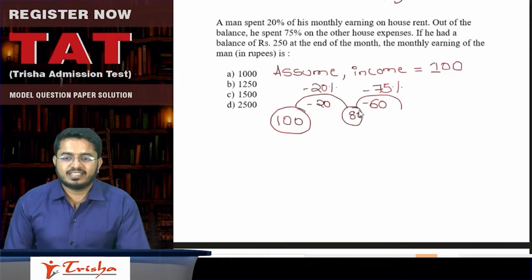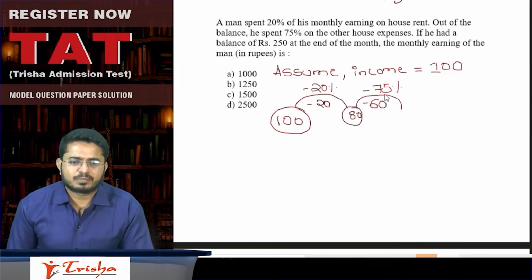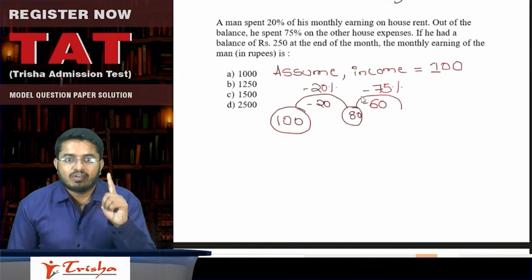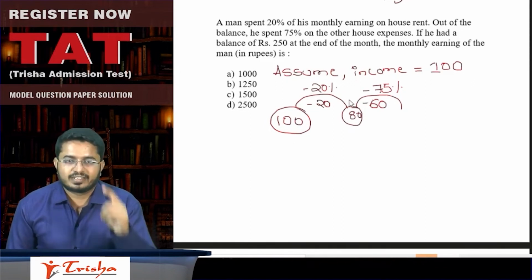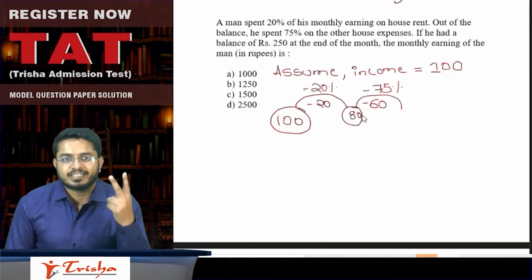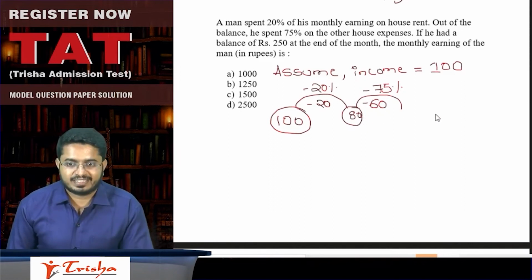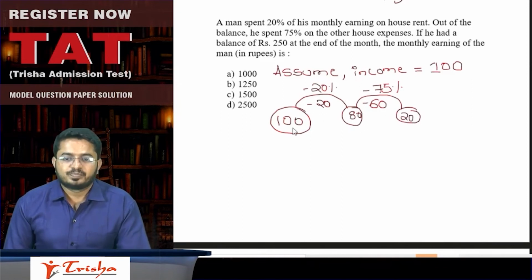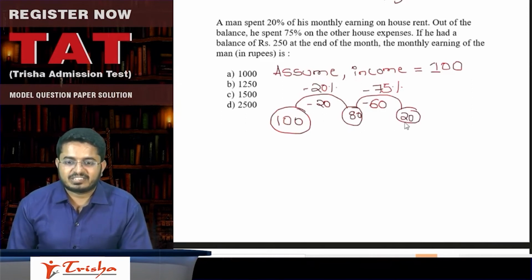Let me repeat once again. 75% is 3/4, right? 1/4 is 25. We all know that. 1/4 of 100 is 25. So 1/4 of 80 will be 20. 3/4 of 80 will be 60. So if we deduct 60 from 80, how much will remain? 20 will remain. So if you see here, remaining is 20, right? Essentially, that means out of 100, 20 remains.